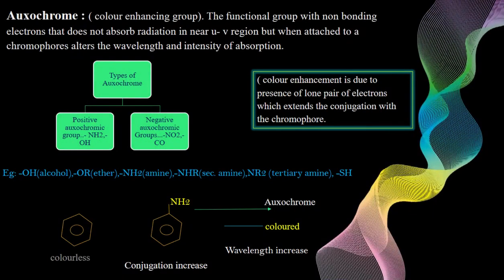auxochrome. An auxochrome is a functional group of atoms with one or more lone pairs of electrons. When attached to a chromophore, it alters the wavelength and intensity of absorption. For example, OH, that is the hydroxy group, NH2, that is the amino group, CHO, that is the aldehydic group, and CH3S, that is methyl mercaptan. Auxochromes may be either electron acceptors or electron donors.